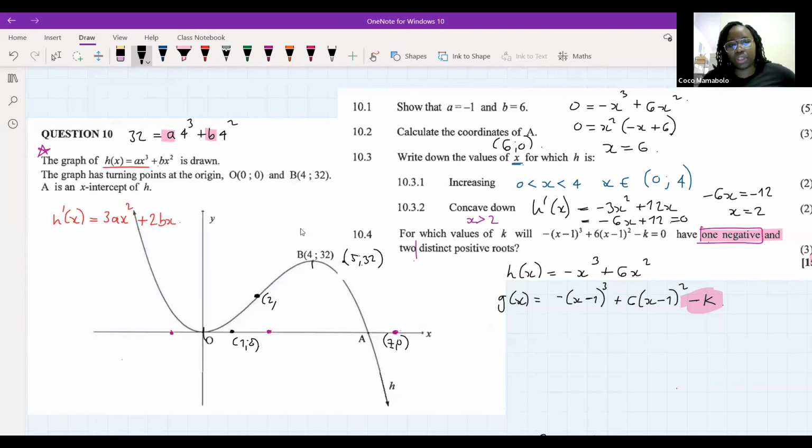Hi ma'am, what if the turning points were not at the origin? Would we calculate 10.1 the same? No, we wouldn't. No, Lesepo.